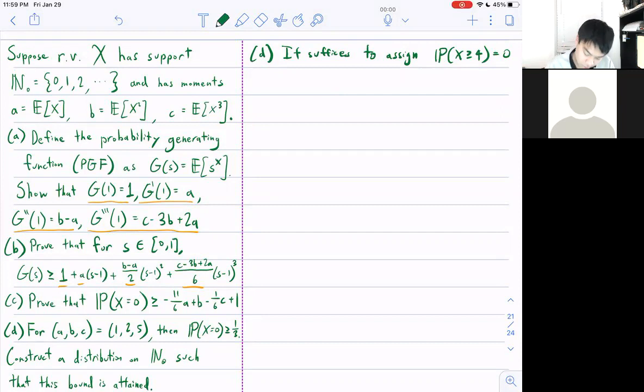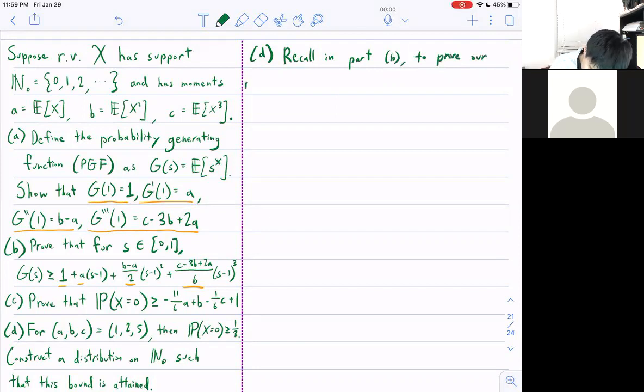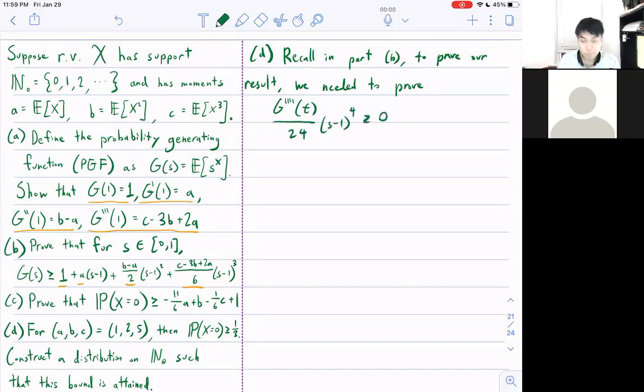Well, recall our proof of the inequality in part B. In part B, to prove our result, we needed to prove that the fourth derivative of this intermediate value t divided by 24 times s minus 1 to the fourth power is greater than or equal to 0.